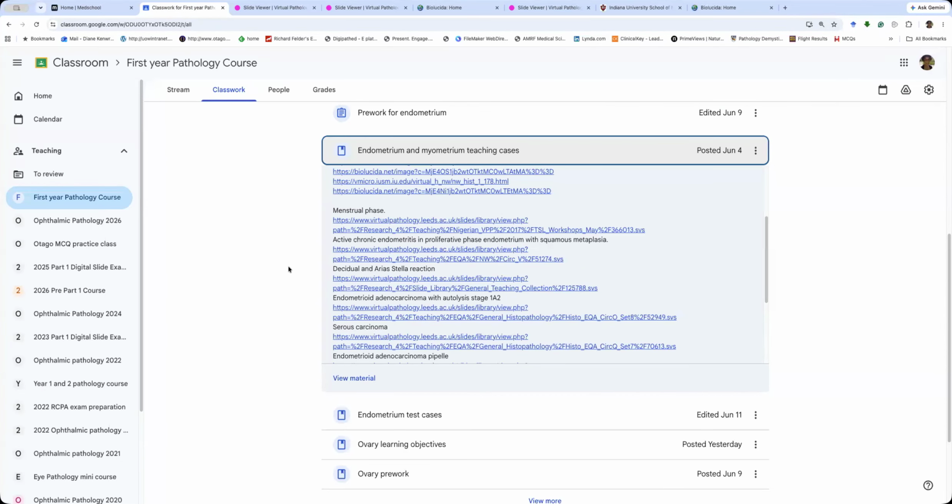Sorry, someone just asked a question in the chat. How many plasma cells do we need to see to call it? Is there an objective cutoff? There is no objective cutoff. More than one or two, so more than occasional ones.